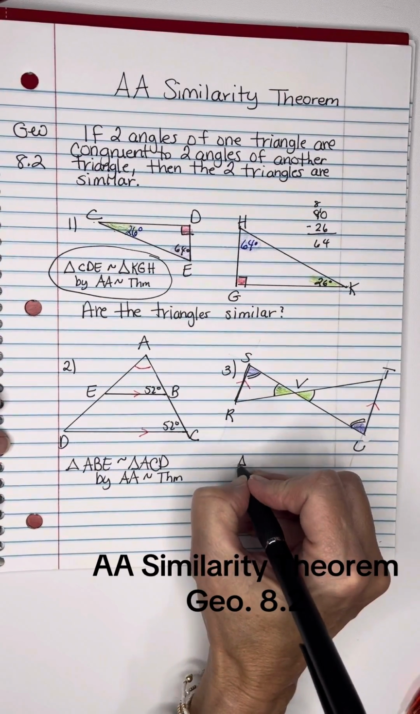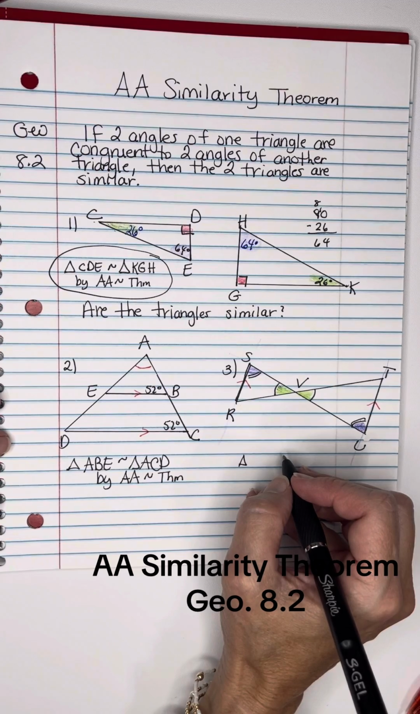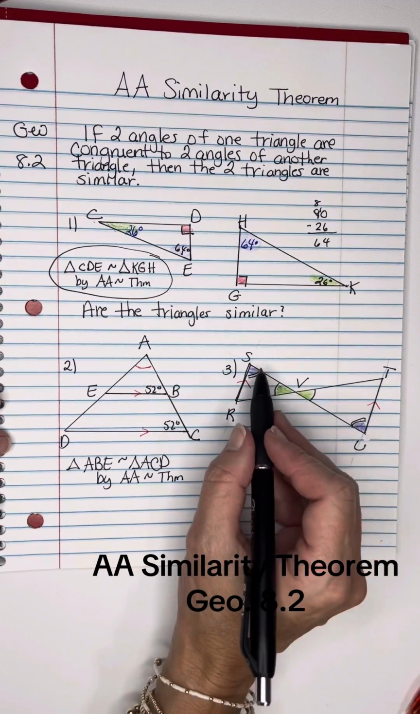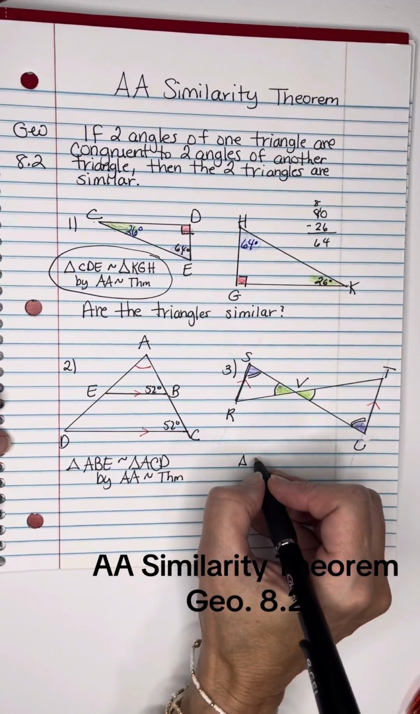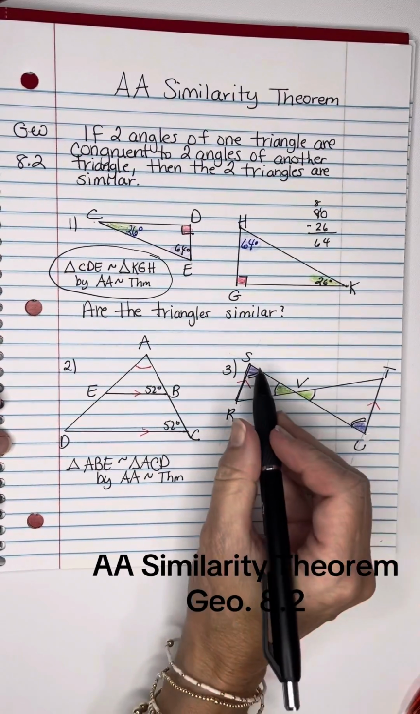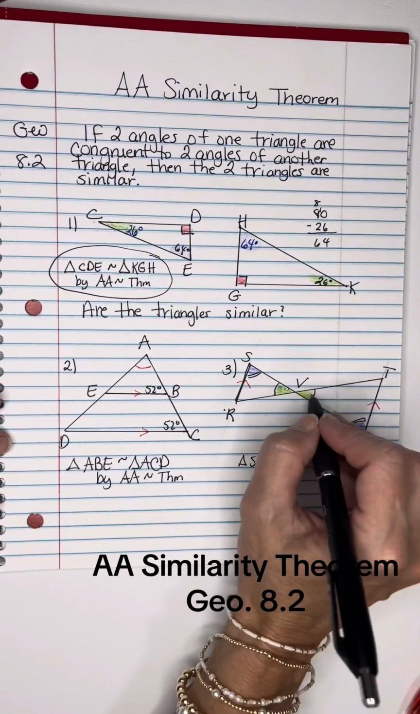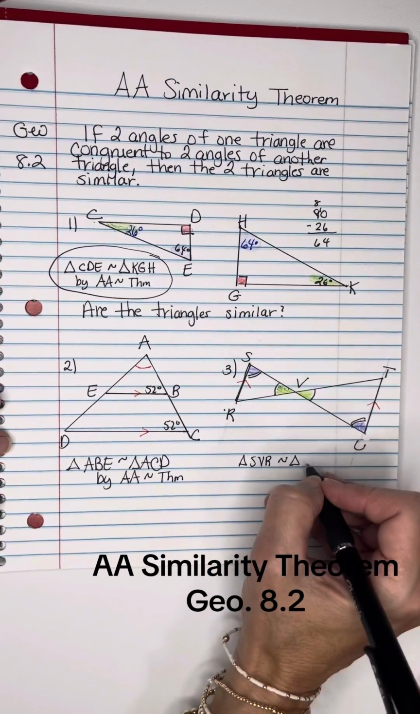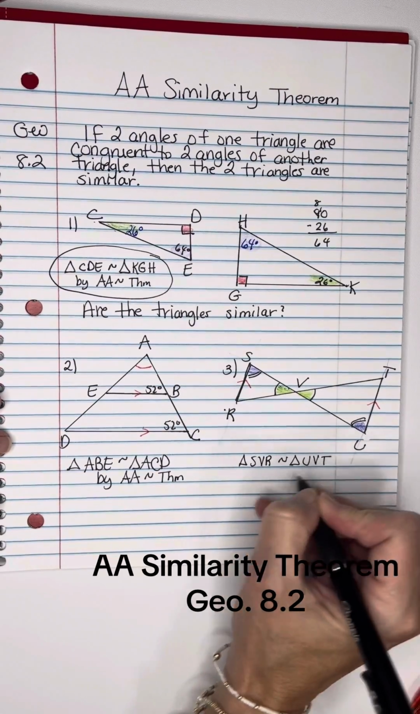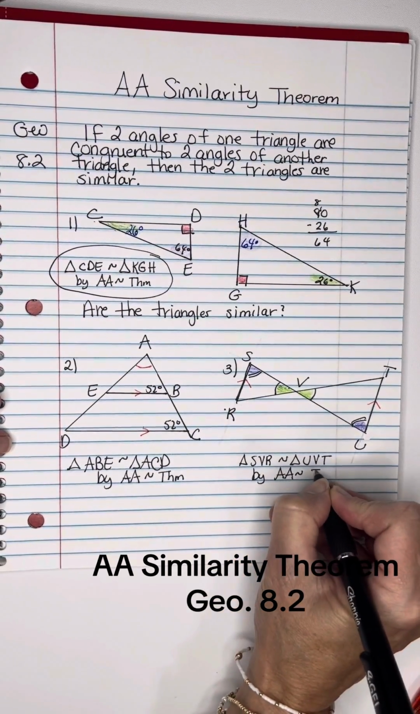So I can say triangle, let's see, what order do I want to put this in? Triangle SVR, you can put it any way you want to, is similar to triangle, SVR, that's purple, green, plain, purple, green, plain would be UVT. And that would also be by the angle-angle similarity theorem.